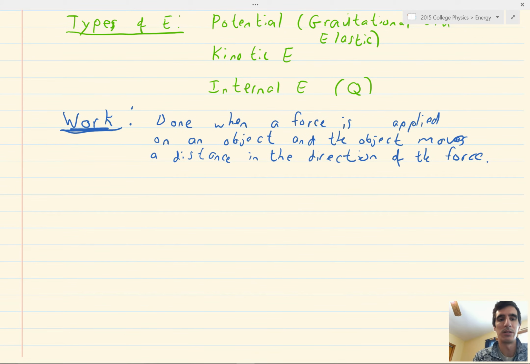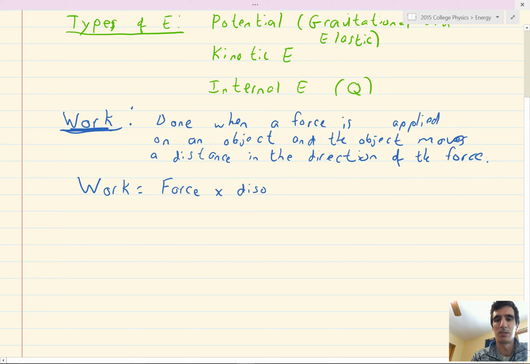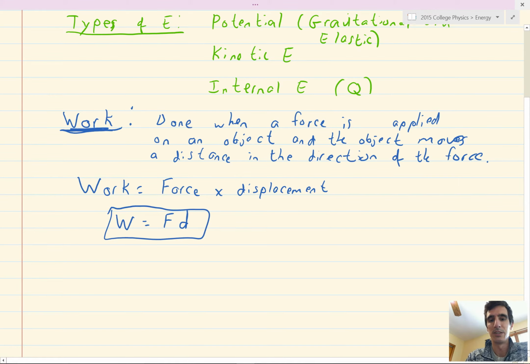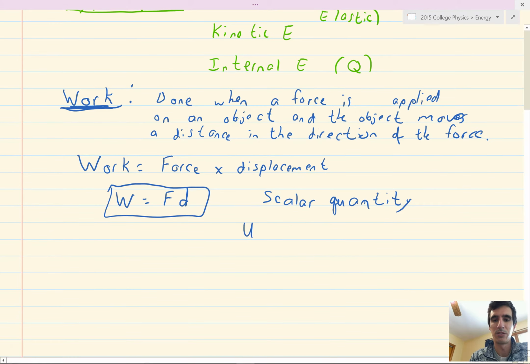So if we were to define work with its formula, we would be left with work is equal to force times displacement, or W is equal to Fd. Now, we know force is a vector, and displacement is also a vector, but in physics you can't have a vector equal a vector times a vector. So work is actually a scalar quantity. And its units, as special units, are newtons times meters, which is equal to a joule. You're probably familiar with that from chemistry. And a joule is abbreviated with a capital J.